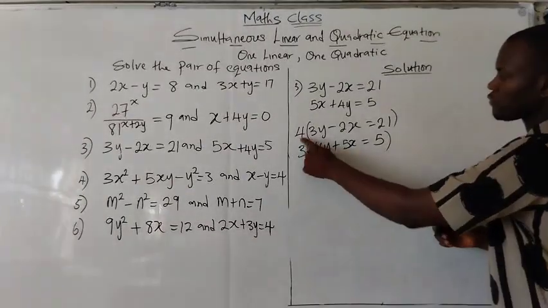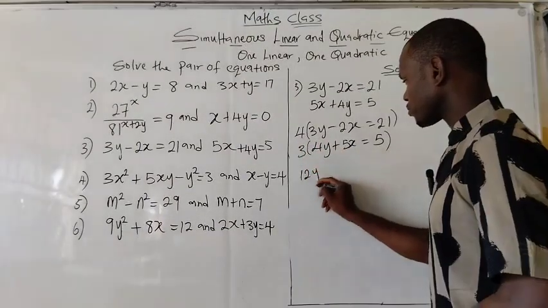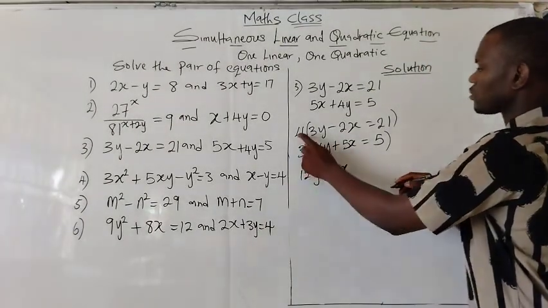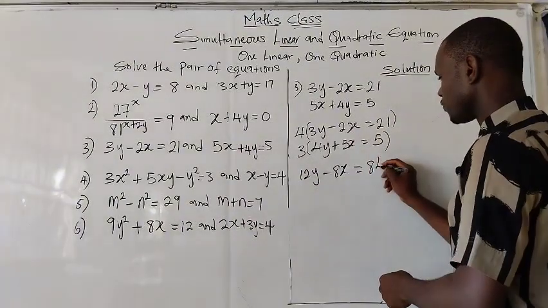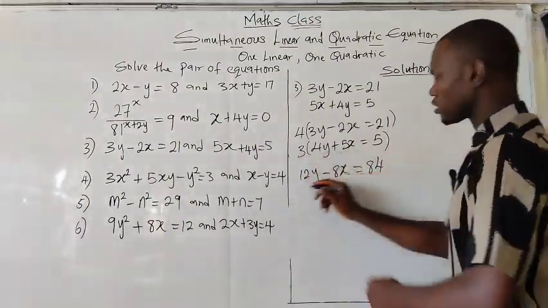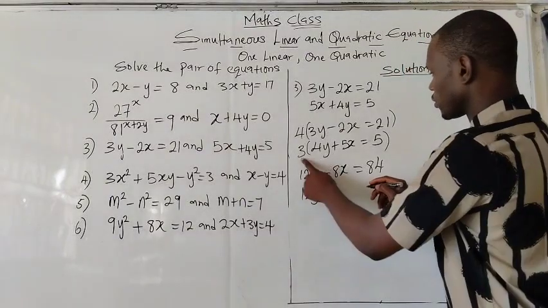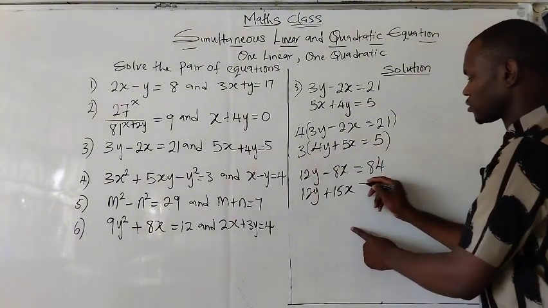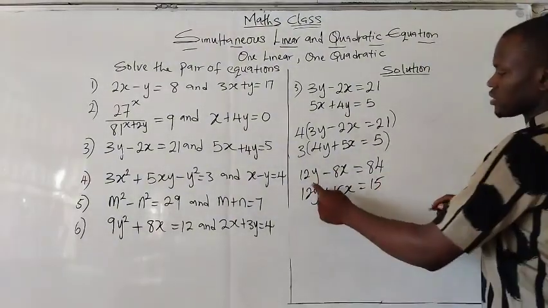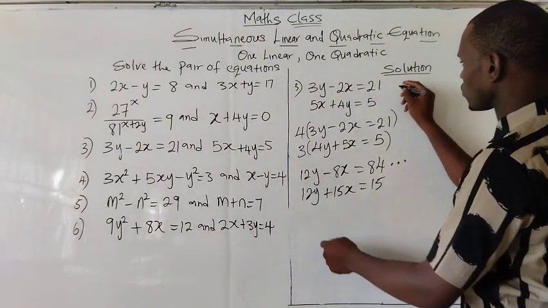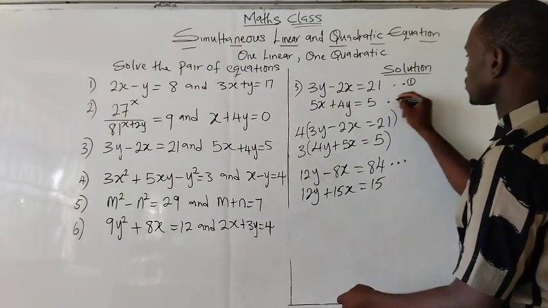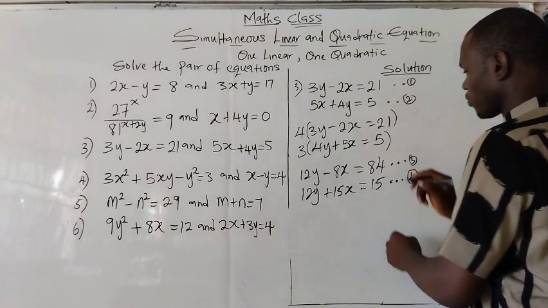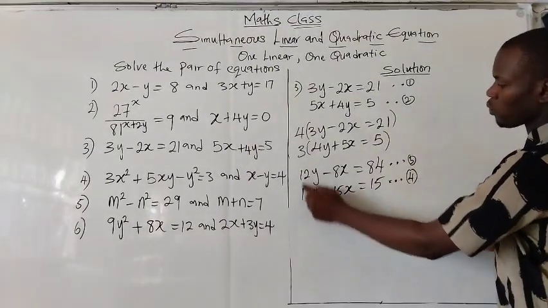So let's multiply. 4 times 3y gives me 12y. 4 times minus 2x will give me minus 8x. 4 times 21 gives me 84. Over here, 3 times 4y gives me 12y. 3 times 5x gives me 15x. And 3 times 5 is equal to 15. So you discover that in equation 1 and 2, we can call this equation 1 and this equation 2, so you can call these equation 3 and equation 4. All right, so we have gotten y to be equal.